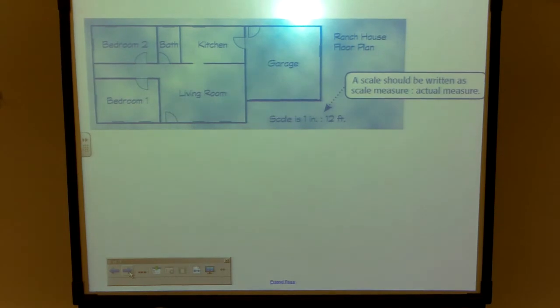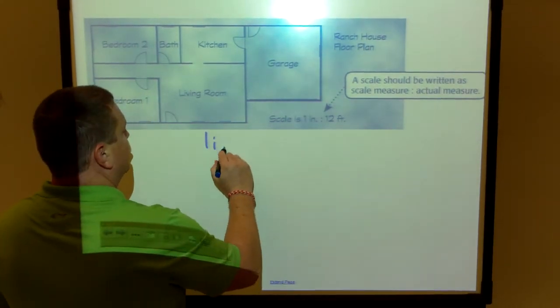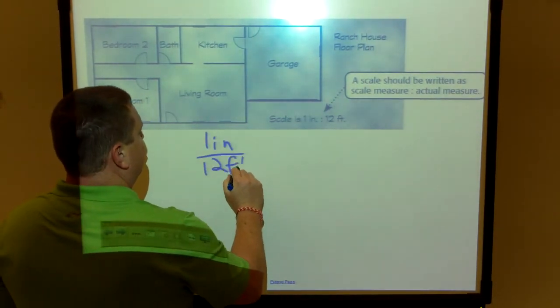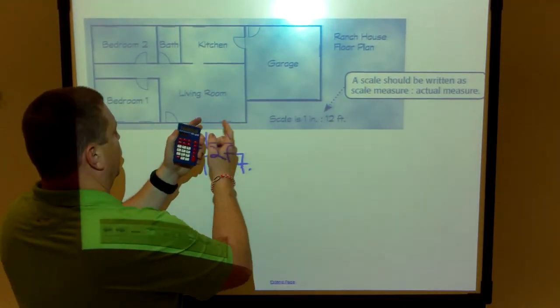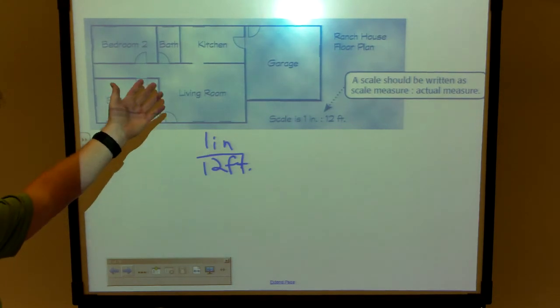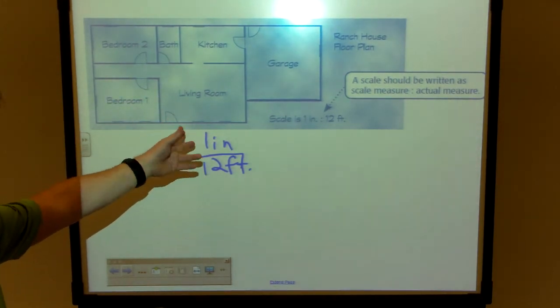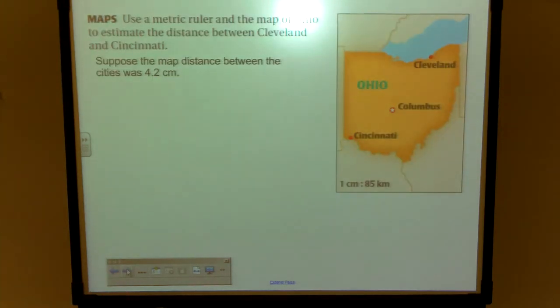Here's a house floor plan, and right here they tell us the scale of 1 inch to 12 feet. So what that means is in the drawing, for every 1 inch that we measure, it's actually representing 12 feet of real life building. And these kinds of plans with these scales are used to actually build houses, cars, whatever. Maps, you see maps with scales all the time.